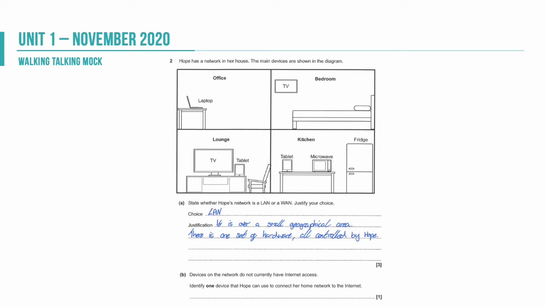A wide area network is made up of many networks over a wide area, so there would be multiple routers and multiple people controlling the different aspects of the network. Within this network it's only Hope and she controls it for herself. Part B is a 1 mark question and it just says what else do we need to get onto the internet. Clearly missing from this example is a router, so that we would need to get onto the internet. You'd also get a mark there for modem in that the modem would convert that signal to allow it to travel down our phone lines.